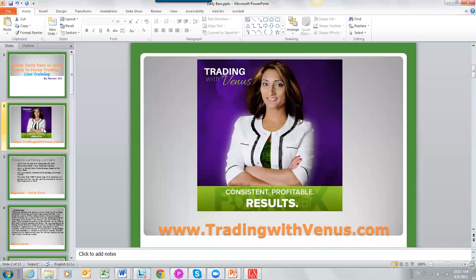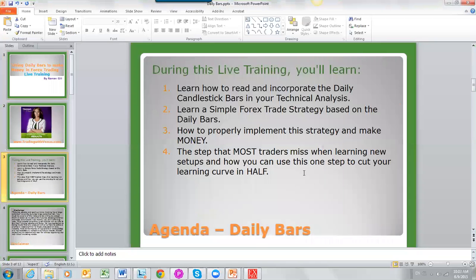So in today's training, we'll take a look at how we use our daily bars to get a better handle on the market. How do we use the daily bars to find the direction of the market? Okay, there we go. Sorry, I was getting some feedback here. All right, so like I mentioned, we'll look at how we use the daily candlestick bars in our technical analysis.